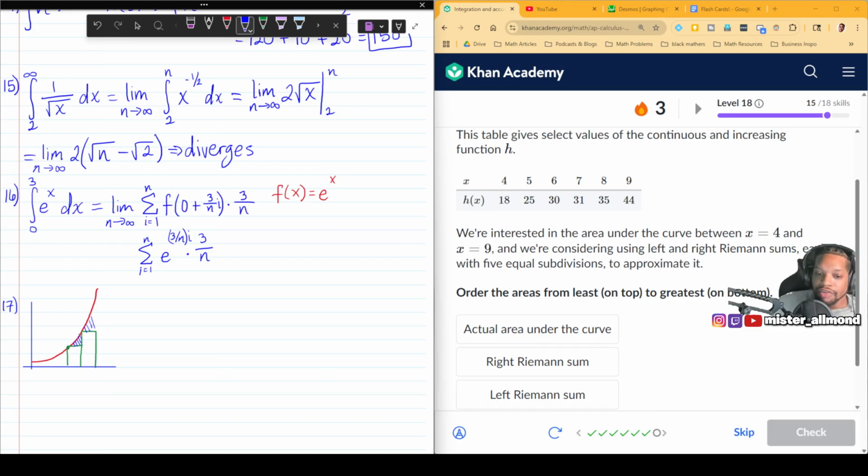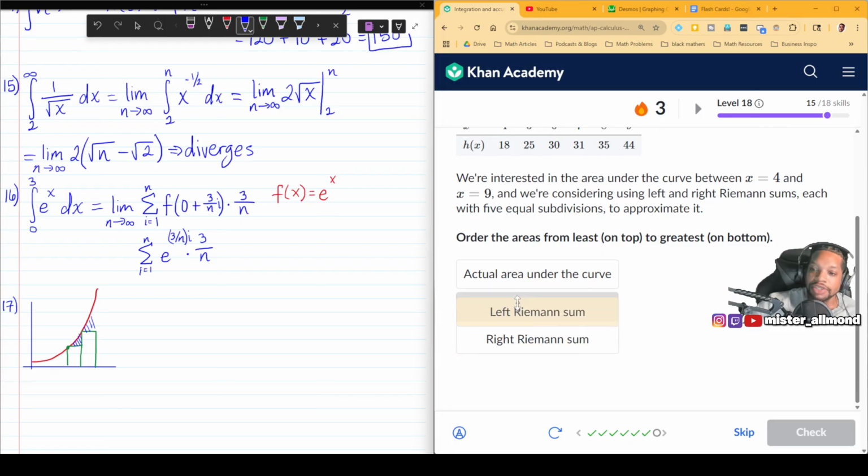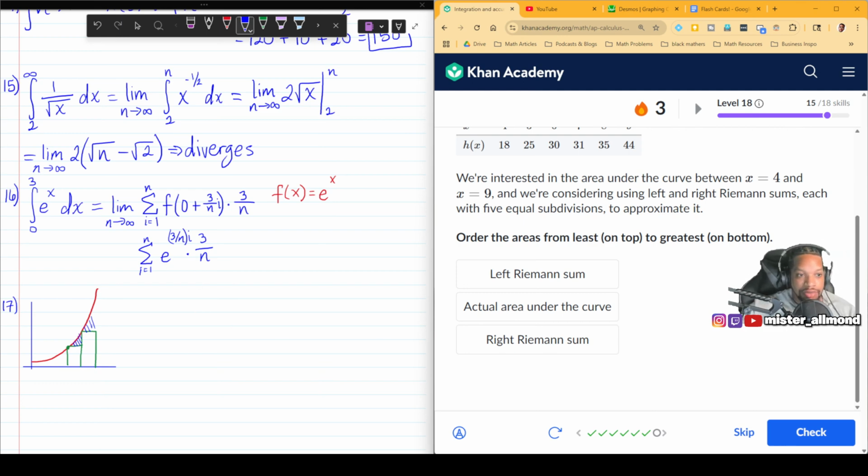And then the right Riemann sum would be the exact opposite of that. So if we're going from least to greatest, then the least area would be the left Riemann sum. Actual area is right in the middle, and then a right Riemann sum would be an over approximation.